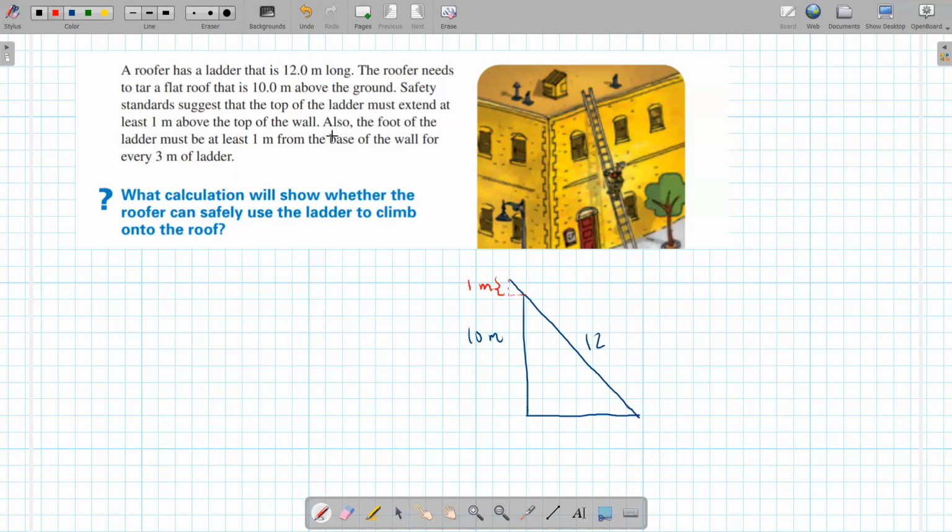Also, the foot of the ladder must be at least 1 meter from the base of the wall for every 3 meters of ladder. So that means the ladder is going to be 3 times as long. But we're not concerned with that just yet. Let's find what the bottom side is, okay? So if this is A, and again, hypotenuse is always C, the bottom side is going to be B. So how do we solve for what B is?